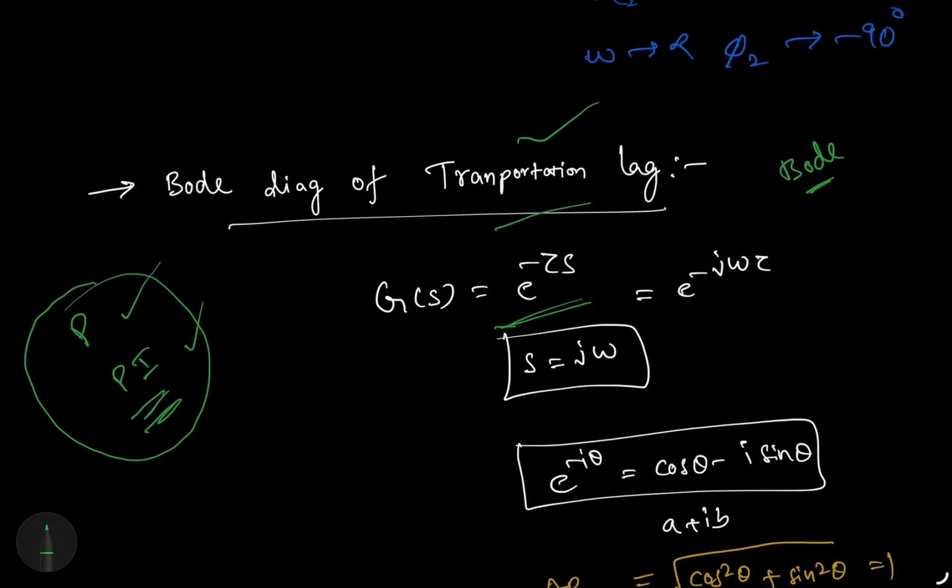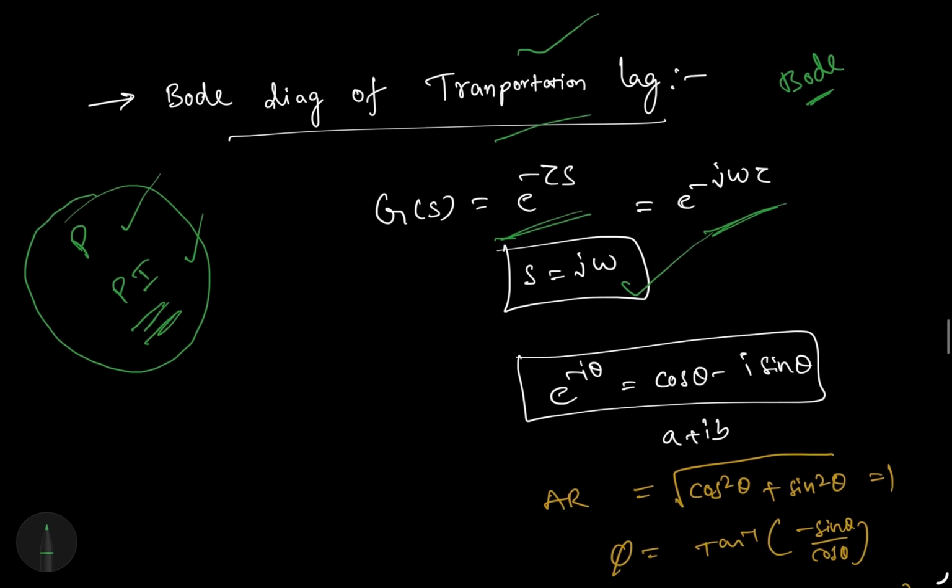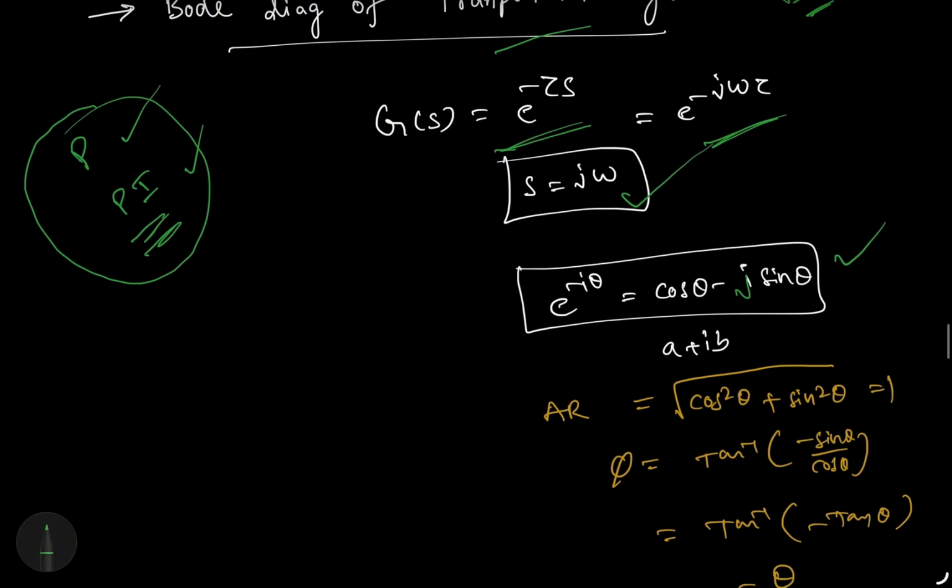Now to analyze this using frequency response, we substitute s equal to j omega. So the transfer function becomes e power minus j omega tau. Now this expression can be expanded using Euler's formula, which tells us e power minus j theta equals cos theta minus j sin theta. So here the transfer function becomes cos omega tau minus j sin omega tau, which is a complex form.